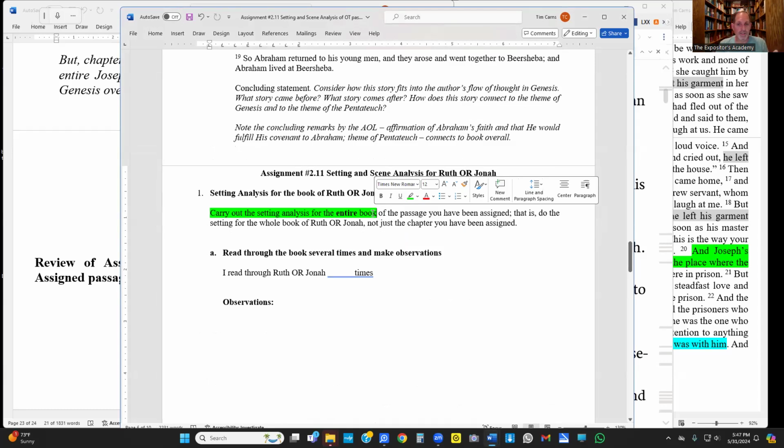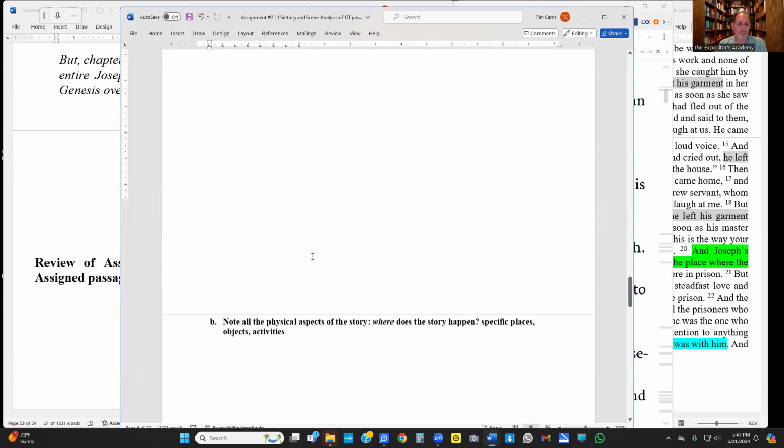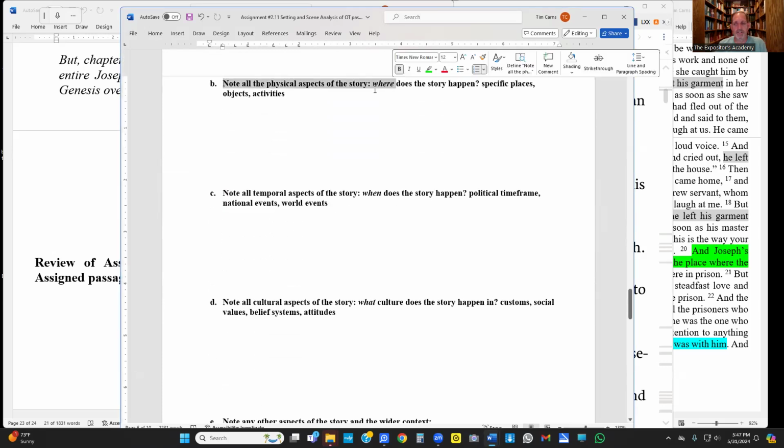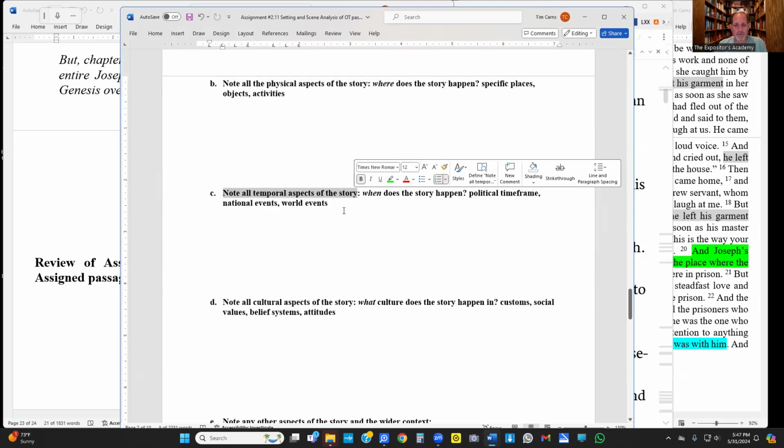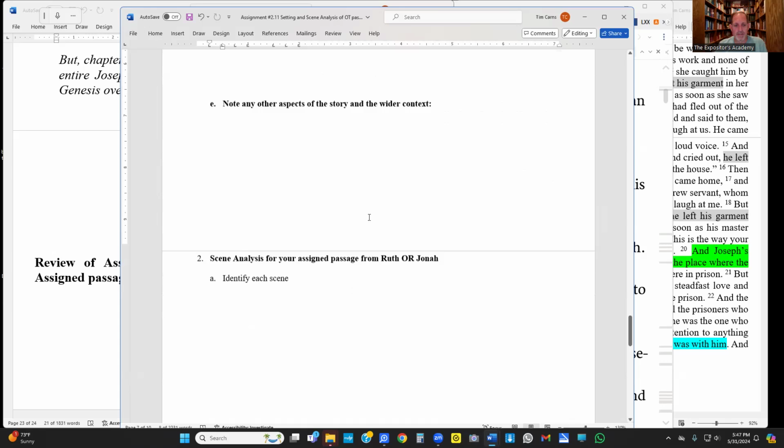So you'll start in chapter 1 and just pay attention to, when does each story take place? And I already mentioned to you the timing of Jonah can be found by looking for where Jonah is mentioned in 2 Kings. Timing of Ruth is given right at the beginning of the story, time of the Judges. All right, so you get the location there and the time, and then you keep that in mind. So do it for the entire book. Okay, so read through the book, and then note all the physical aspects of the story, the whole book. Where does it happen? When does it happen? And then any other aspects.